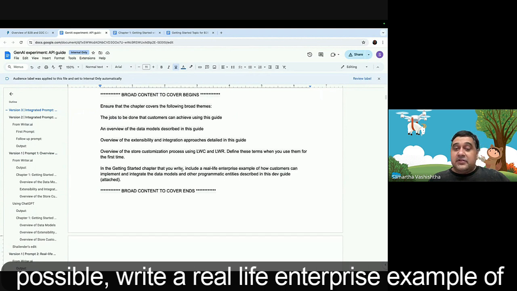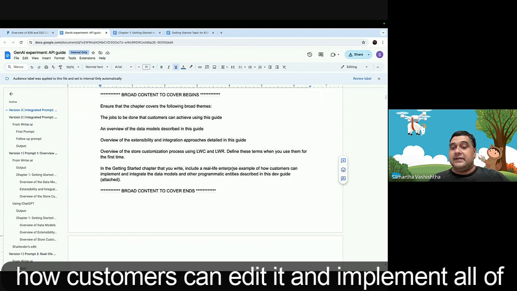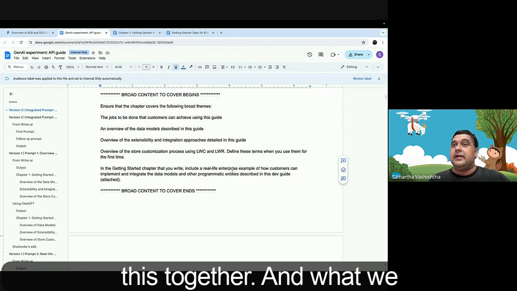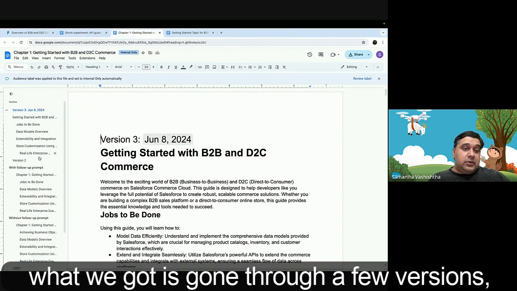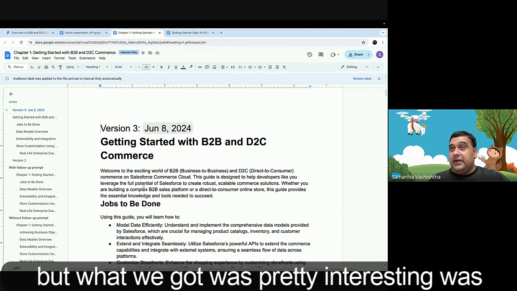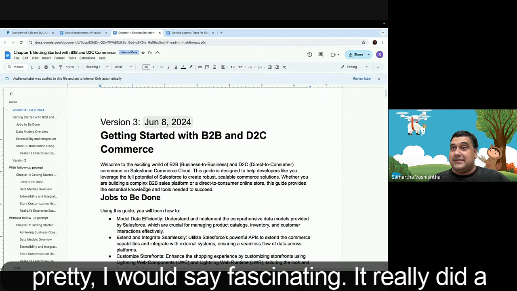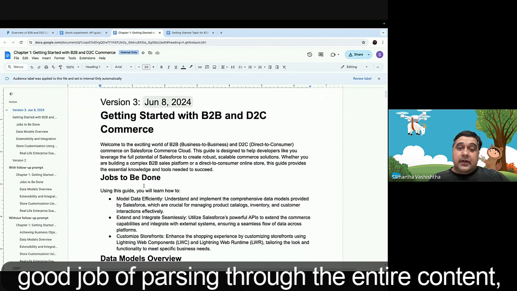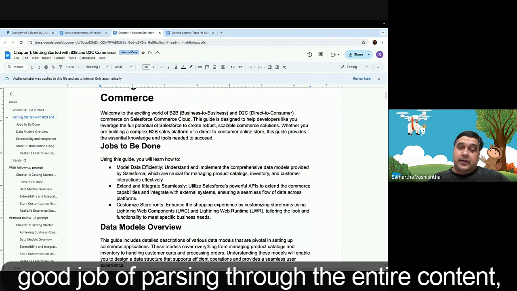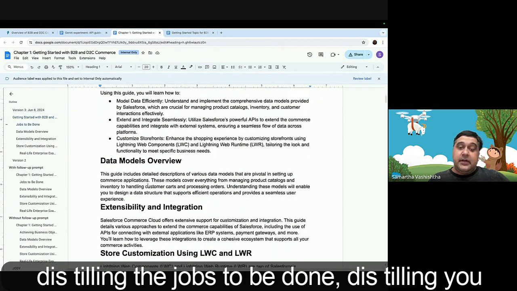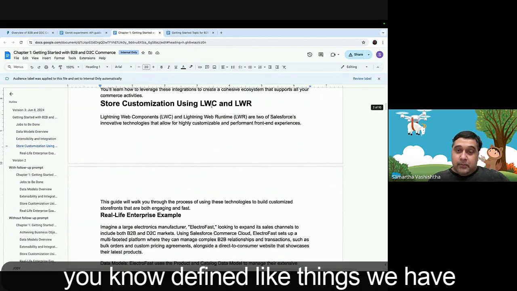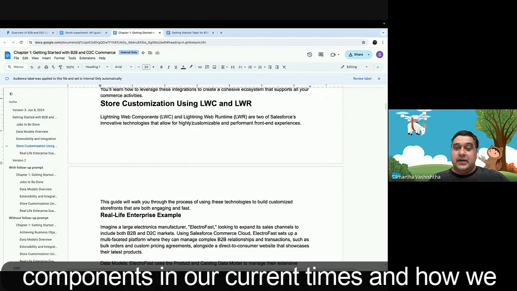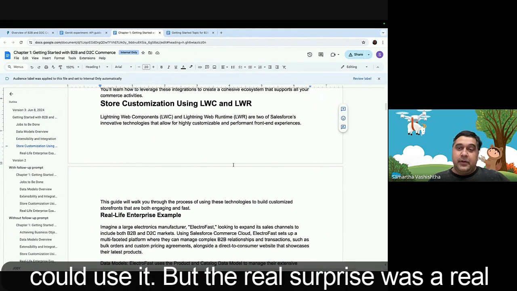And then, if possible, write a real-life enterprise example of how customers can really integrate and implement all of this together. And what we got, it has gone through a few versions, but what we got was pretty interesting. It was pretty, I would say, fascinating to see. It really did a good job of parsing through the entire content, distilling the jobs to be done, distilling what the data models did, and then it defined Lightning Web components, Lightning Web runtimes, and how people can use it.